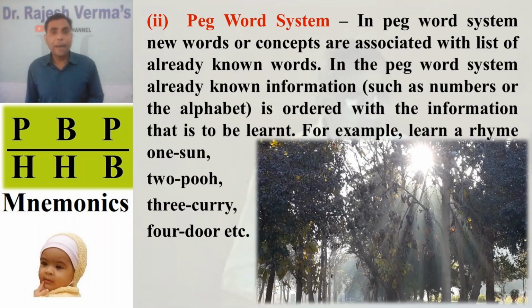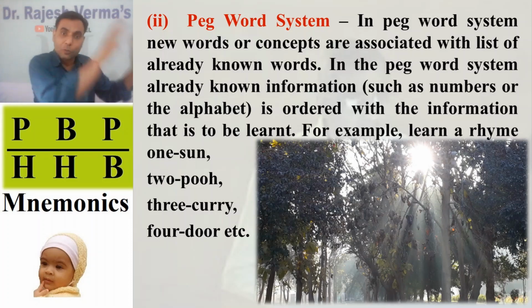Next comes the peg word system. In the peg word system, new words or concepts are associated with a list of already known words. So this is the important point here. The words which you already know are to be associated or anchored with the words which you want to learn and memorize. This method is a very important one. In the peg word system, already known information, such as numbers or the alphabet, is ordered with the information that is to be learned, meaning it has to be anchored with that.